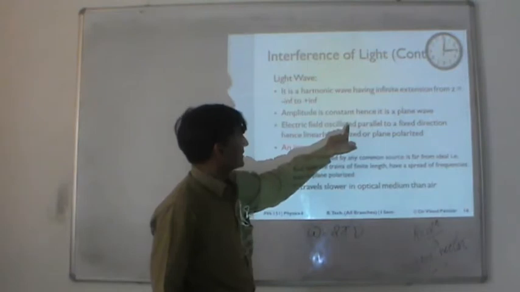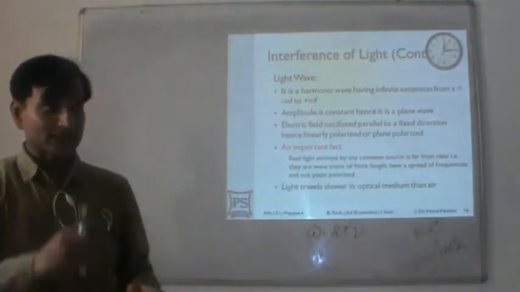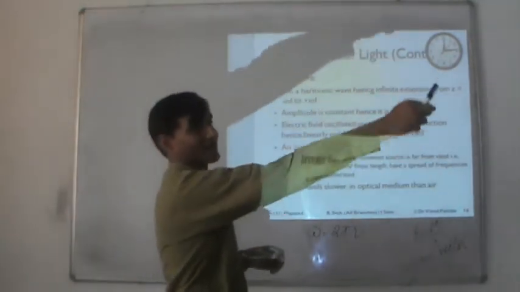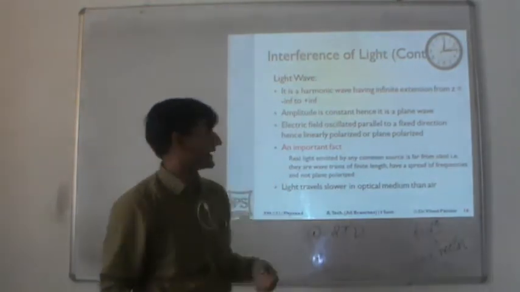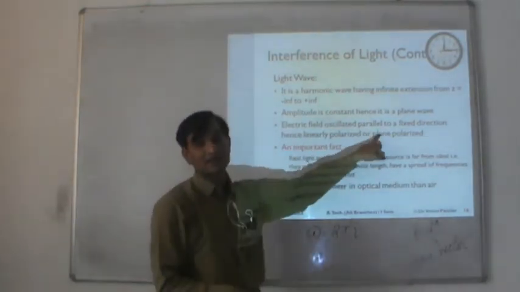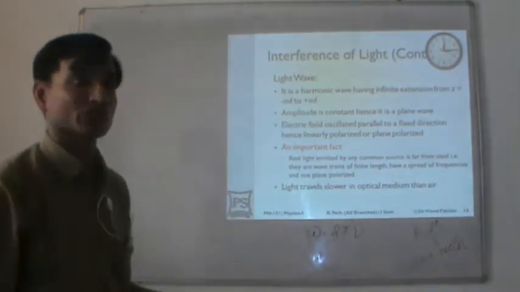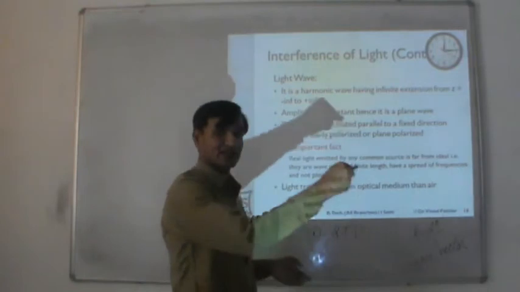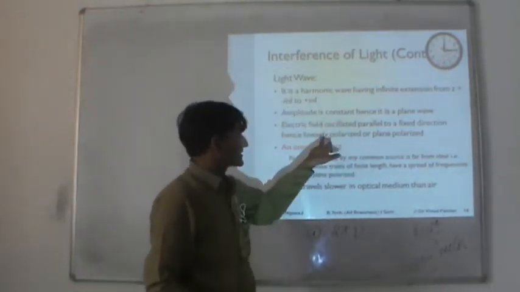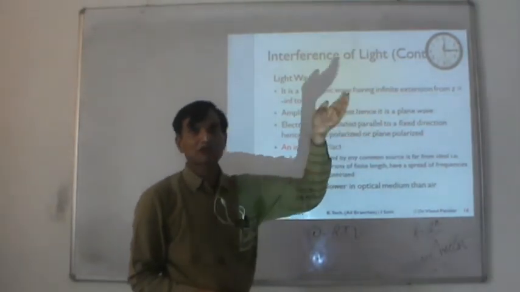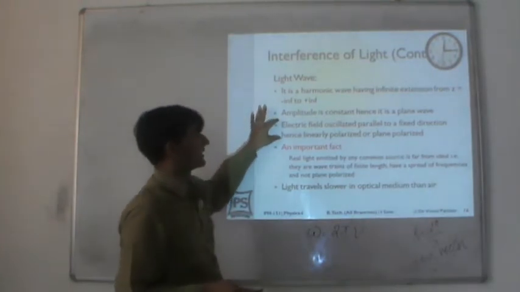If the electric field is oscillating parallel to a fixed direction, as I explained, only in the x direction, then this kind of wave is said to be linearly polarized light. So you can say the light wave is polarized in the x direction because the electric field always remains in the x direction throughout space. This is linearly polarized or plane polarized. We will talk about these polarization modes in detail in the polarization chapter.